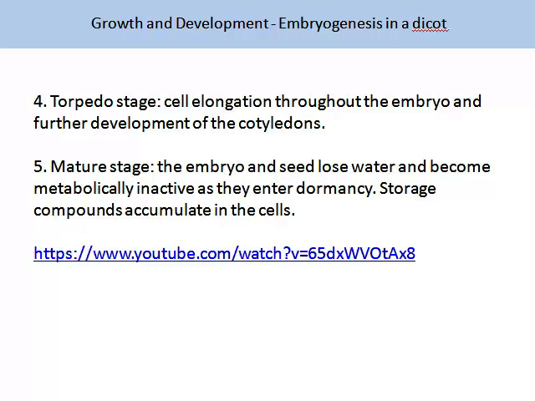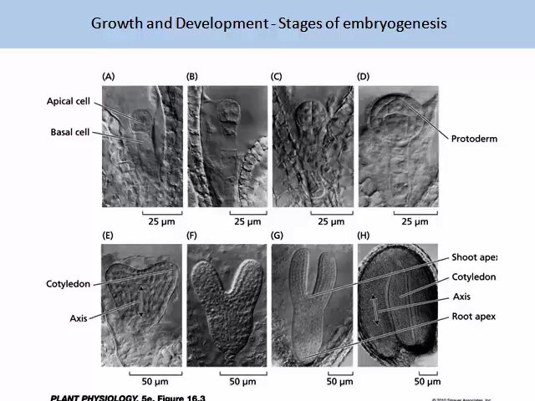For a visualization of embryogenesis in Arabidopsis, please stop the video here and click on the following link. The URL link to this site will also be available for your convenience on Moodle. The figure on the slide is from the Taiz and Zeiger recommended textbook and illustrates the stages of embryogenesis. This visualization may be an easier way for you to remember these stages.